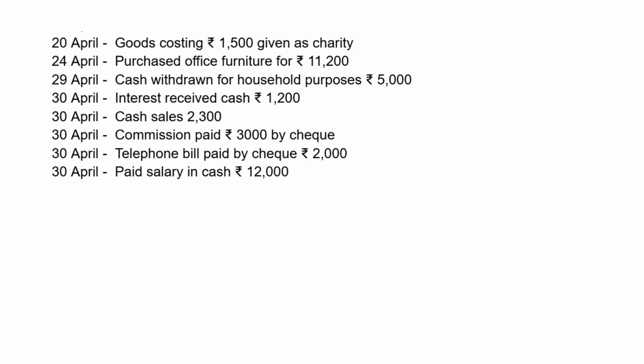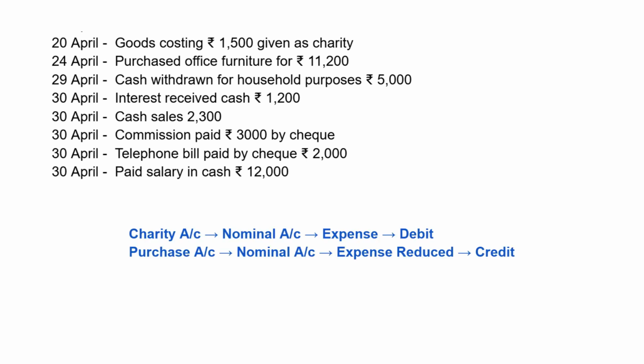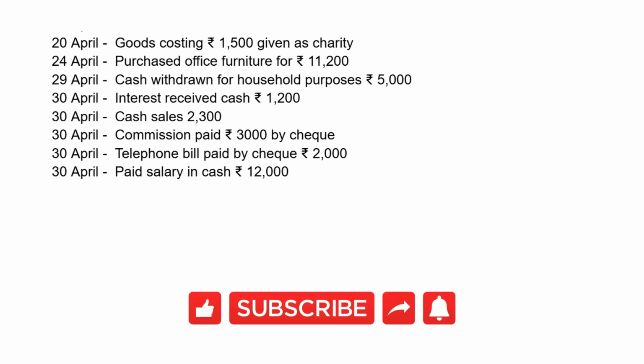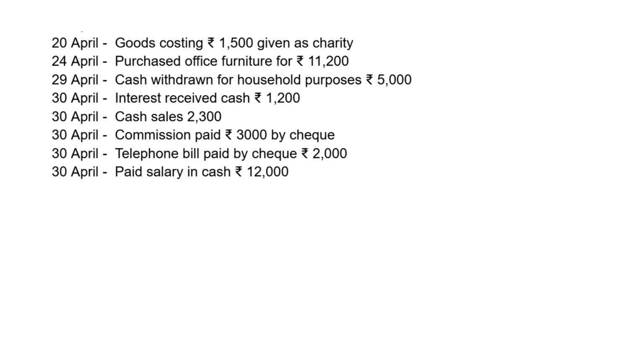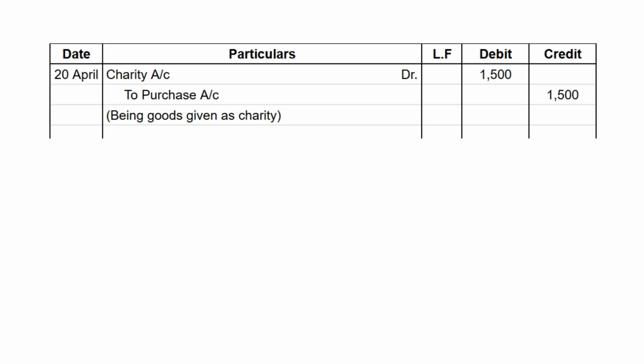Here, two accounts affected are charity account and purchase account. Charity account, it is nominal account because charity is an expense. So, debit all expenses. And purchase account is nominal account and it is an expense. So, it is credited. Let's see how we'll record it. 20th April, charity account debit 1,500 to purchase account 1,500. Narration, being goods given as charity.